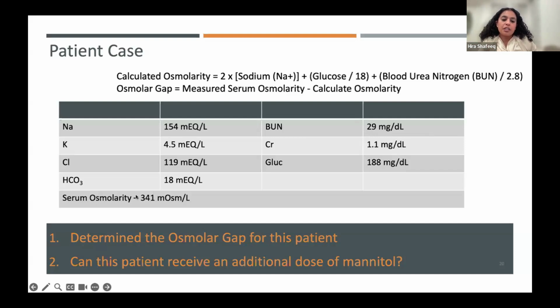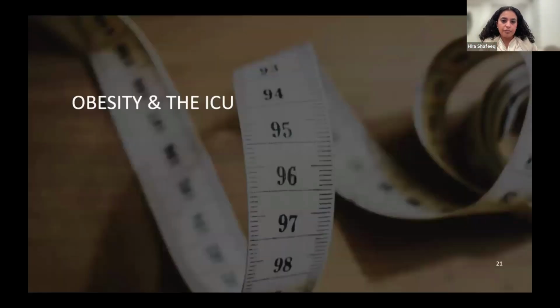So again, if you look at just specifically the osmolarity itself, 341, it seems really high. Typically, clinicians use osmolarity of greater than 320 as a threshold for not giving it. But if you calculate the osmolarity gap, and as long as it's less than 20, you can still give it. This patient technically still qualifies for that.